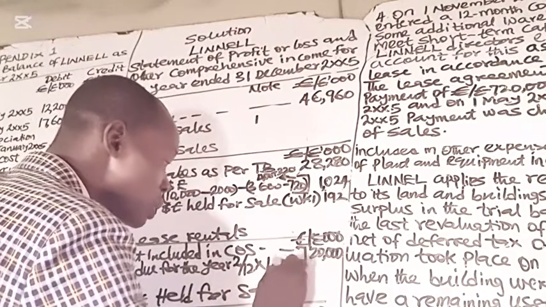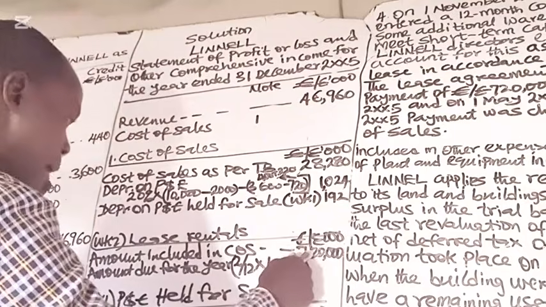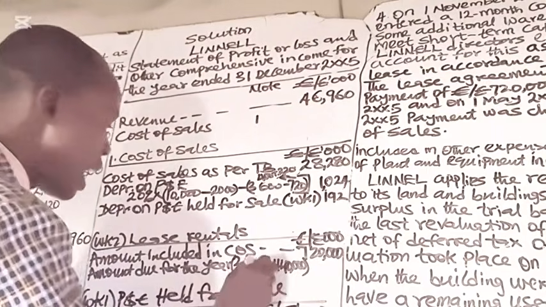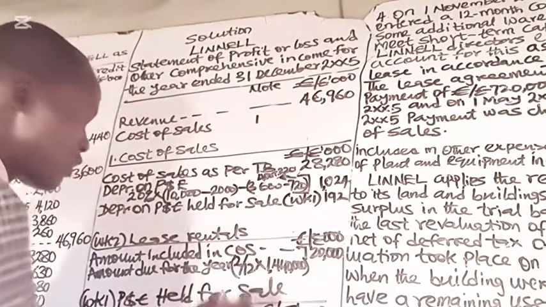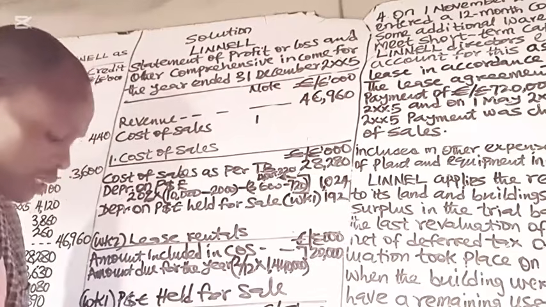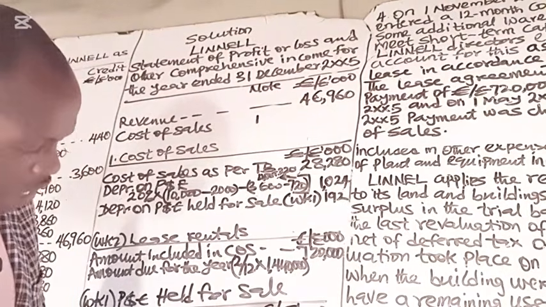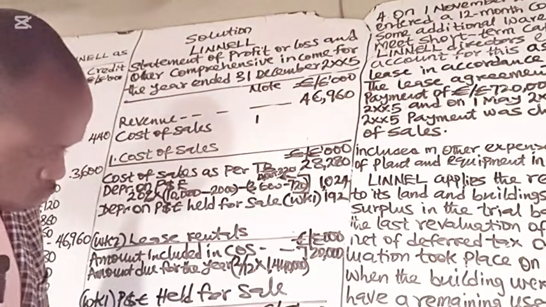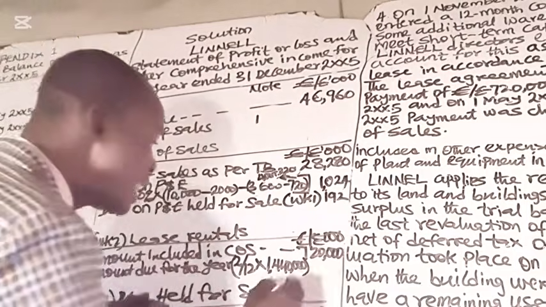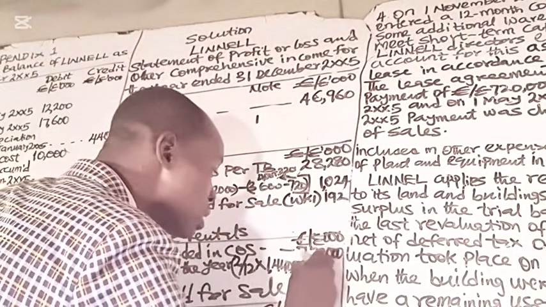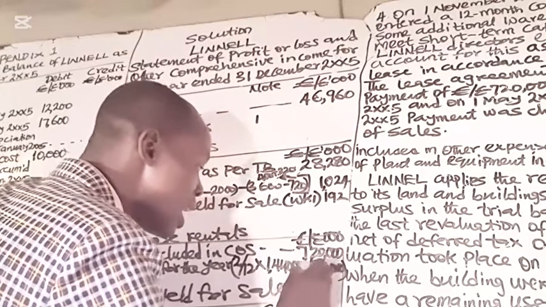1,440,000. No, the 2 years installment. The first installment on November 1st, 720,000. The other one on May 1st, another 720,000, giving us 1,440,000. So 1,440,000 times 2 divided by 12. That gives us 240,000. The amount that is supposed to be charged to cost of sales is 240,000.